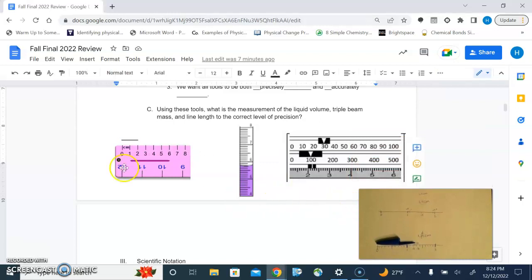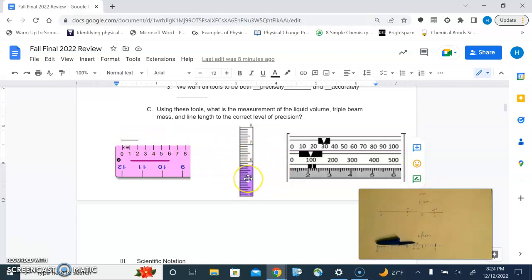So if we look at these examples here, this line is going to be measured to the tenths place. I moved it over a little bit. I'd edited it and thought it was all lined up, but you saw me moving it just a few moments ago. So this line is coming just a smidge past 2. So I'd call that 2.1.